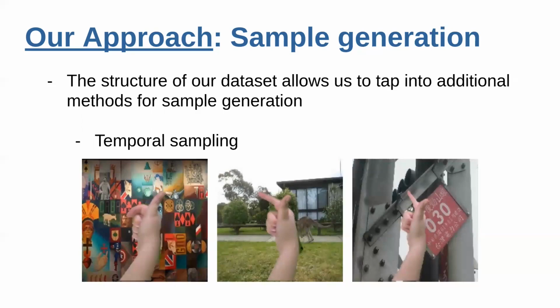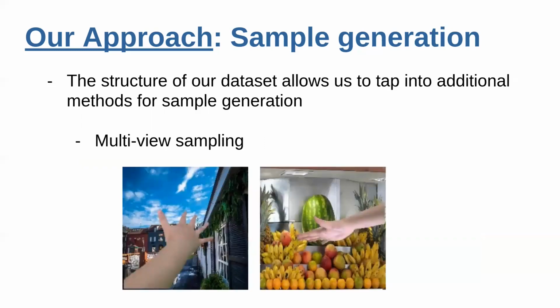Second, sampling temporally adjacent frames of a sequence is possible. We call this temporal sampling. We combine this with background randomization. Here, note how hand pose slowly changes between frames. Lastly, we can leverage the multi-camera setting by sampling positive pairs of different views from the same point in time. Again, we combine this with background randomization.